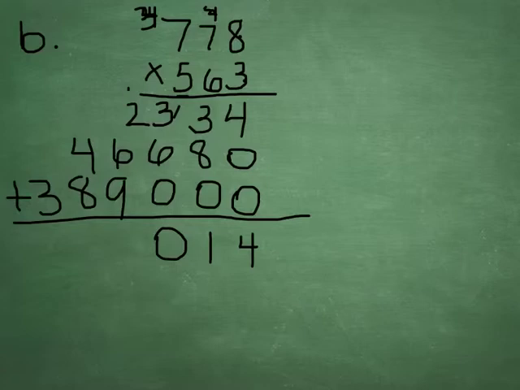9 plus 1. I always want to do your combinations of 10. That makes it a little easier to add when you've got lots of numbers. So 9 plus 1 is 10, plus 6 is 16, plus 2 more is 18.